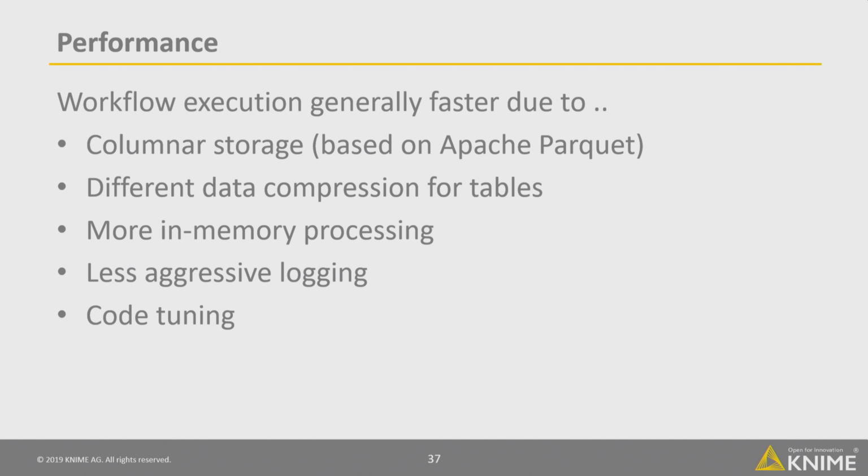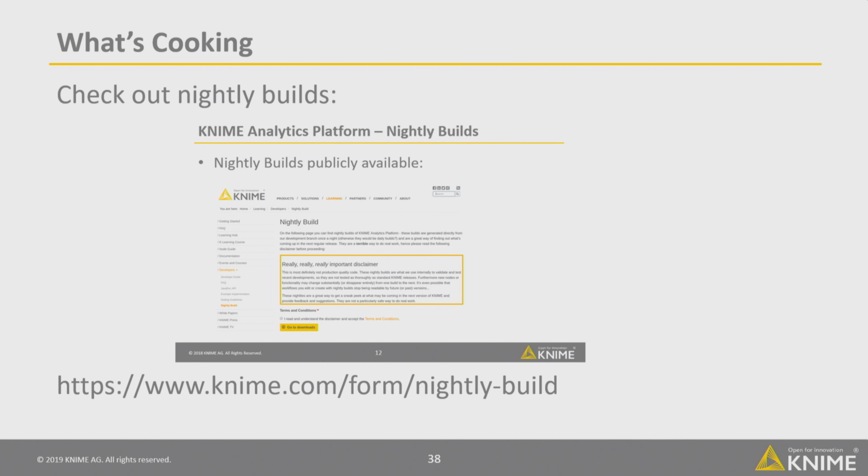There are different compression schemes available for the data that we then save in case we have to save to disk. The 3.8 will use much more aggressively the main memory that you assign to KNIME. There will be less aggressive logging, so the log files tend to be smaller, which is also influencing execution time, and there were other changes that were made. That is already available in a nightly build.